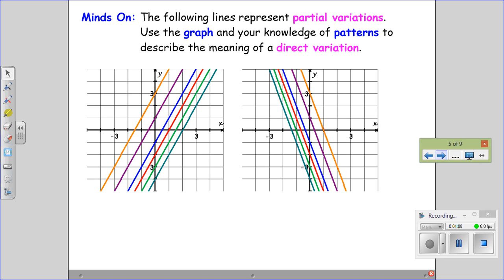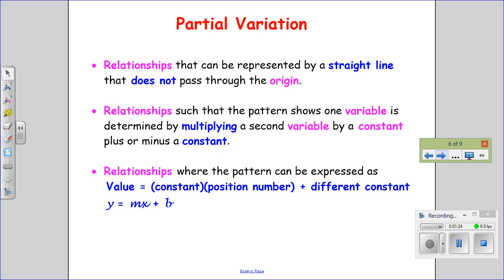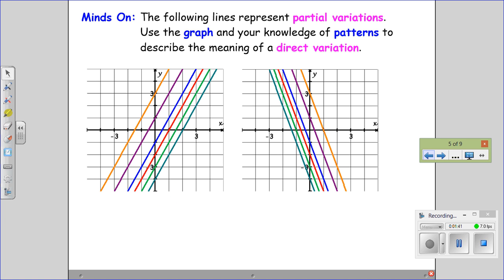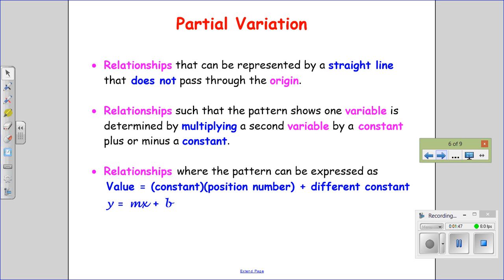Pause the video again and look at these lines. What do they all have in common? None of them pass through the origin. That makes them partial variations. They're straight lines that do not pass through the origin. You can still find the value of one variable by multiplying a second variable by a constant. But if you look at them, you'll see that we moved all the points up or down 1 or 2 or 3. They change by a constant.